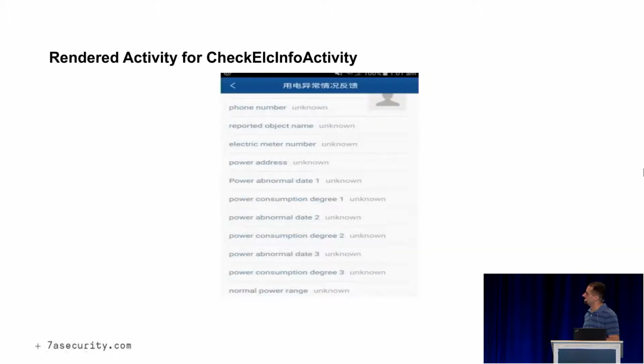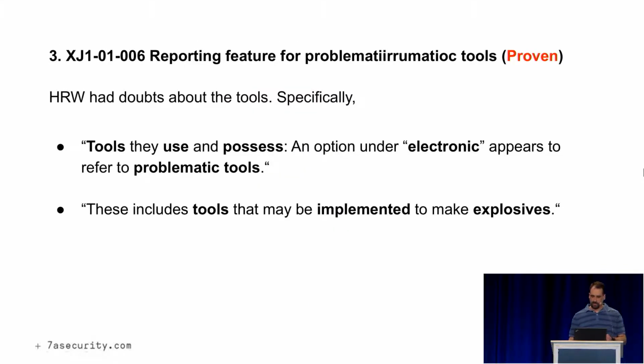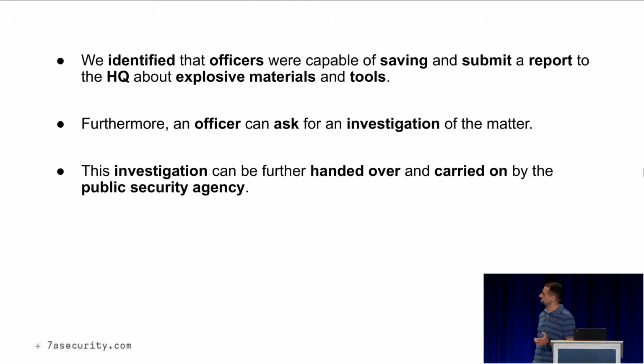Yeah, that's the electricity stuff, and here you can see all the fields for this that we found in the app. So it's pretty evident that they are checking this. Another thing that we found was the tools that they use and possess, right? An option under electronic appears to refer to problematic tools and tools that may be used to make explosives. So they seem to be tracking this as well.